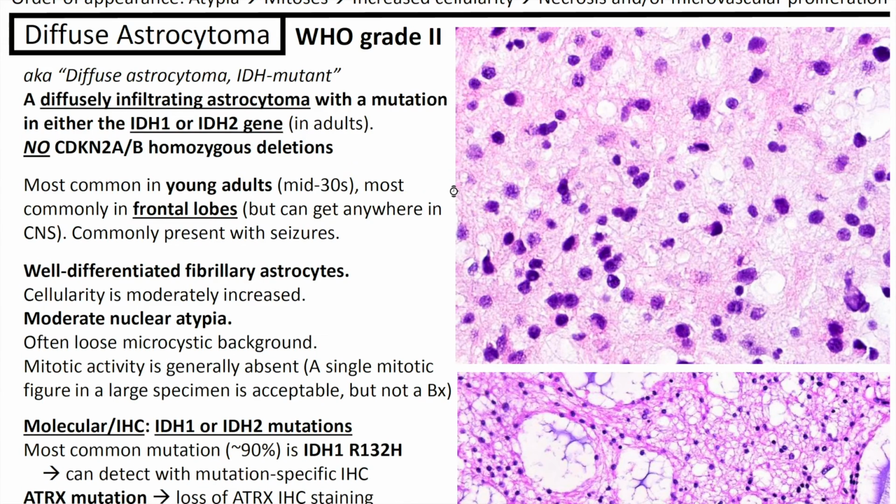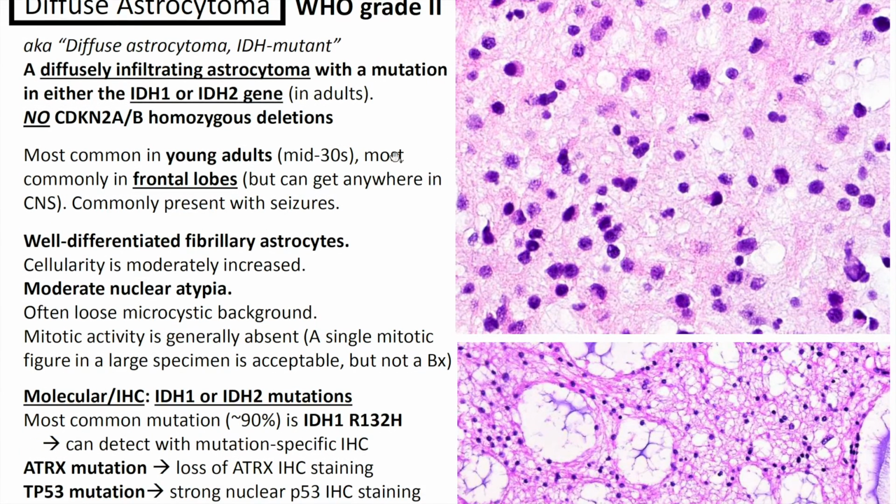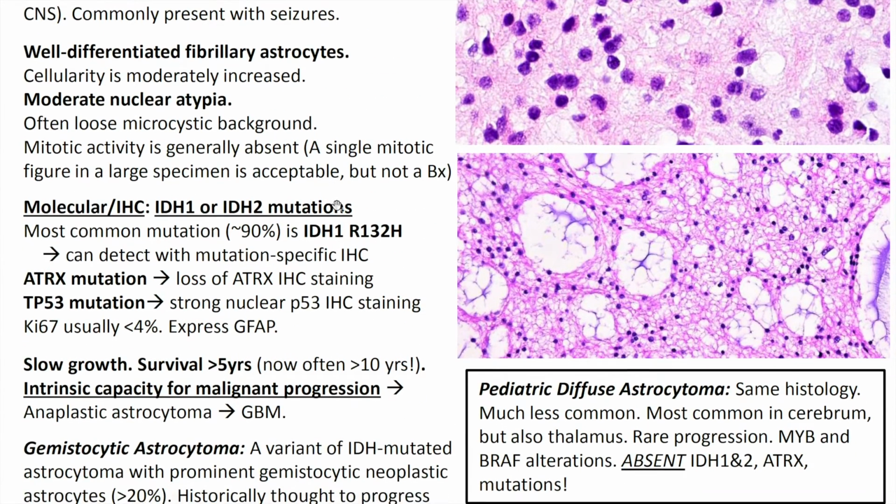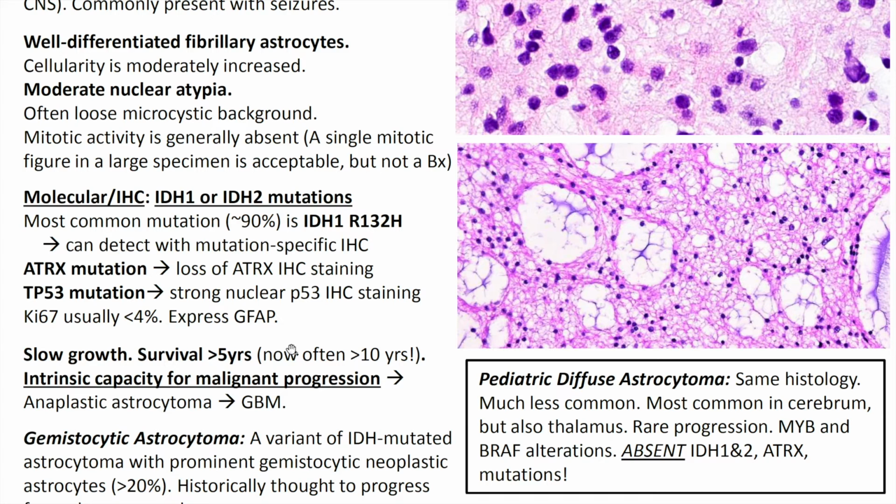So a diffuse astrocytoma, WHO grade 2, is often going to have slow growth with survival of more than 5 years, and now even often more than 10 years, with intrinsic capacity for malignant progression to anaplastic astrocytoma and a GBM.